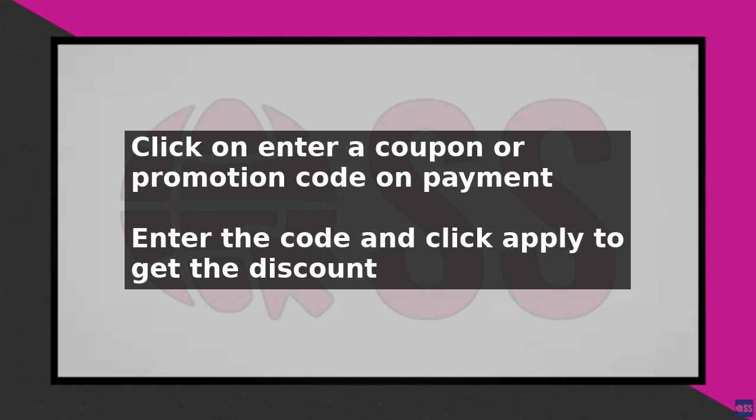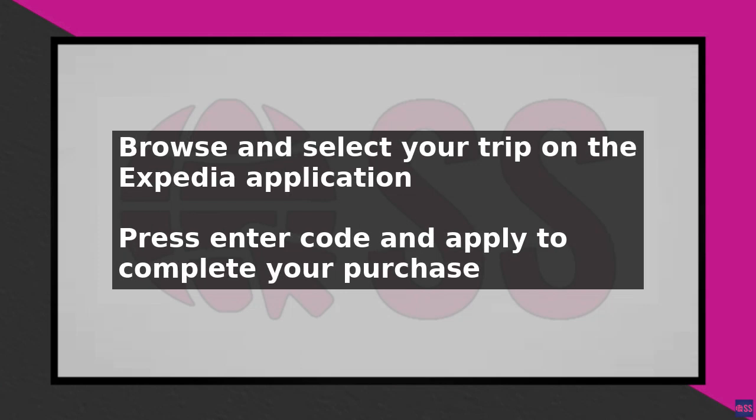If using the Expedia application, browse and select your trip, and on the checkout page, press Enter Code, input the code, and press Apply to complete your purchase. Following these steps will allow you to successfully use an Expedia coupon code.